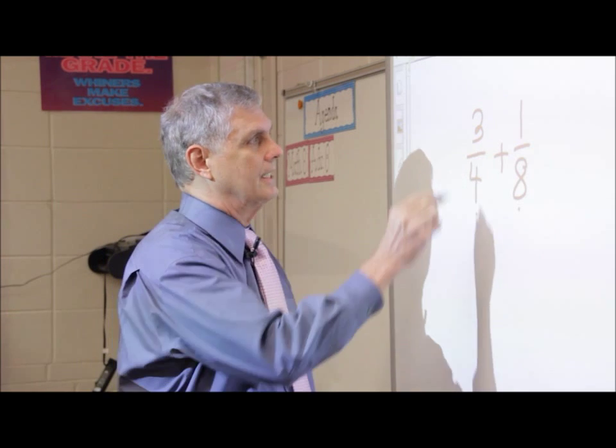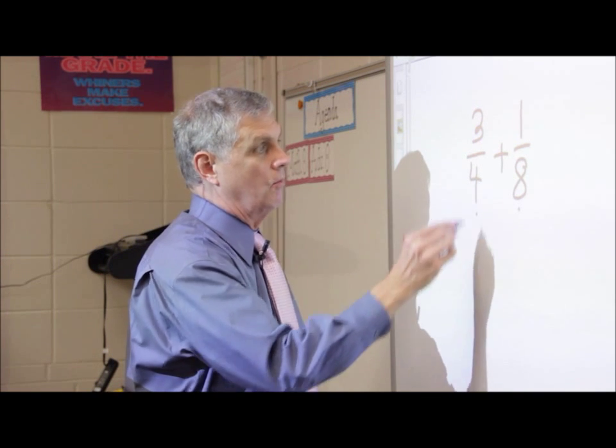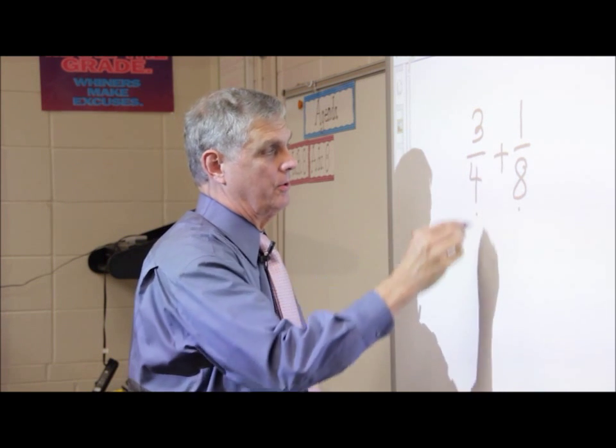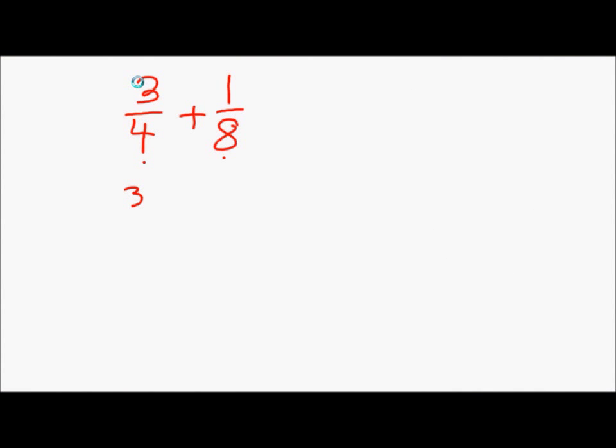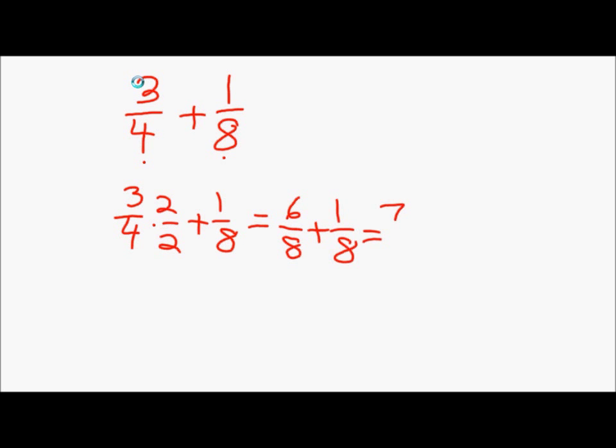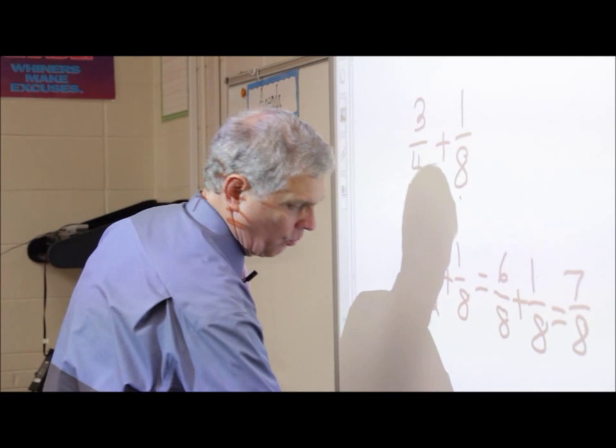So, in order to do that, whatever we do to the bottom, we have to do to the top. It would be 3/4 times 2 over 2 plus 1/8. And that would, of course, be 6/8 plus 1/8. And our final answer would be 7/8. So that's one way to do it.